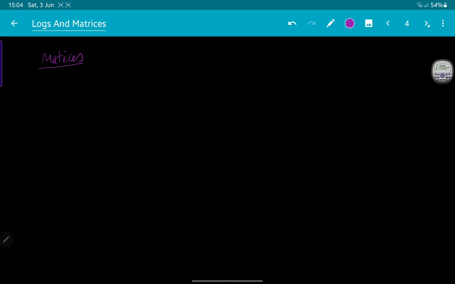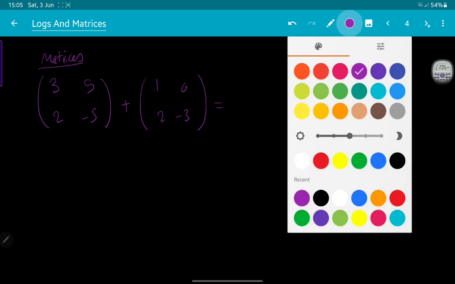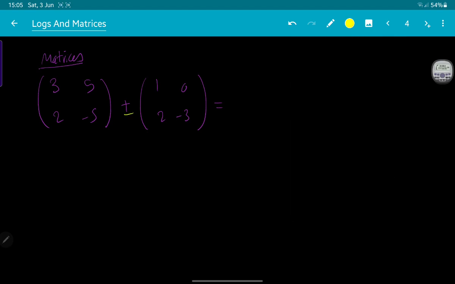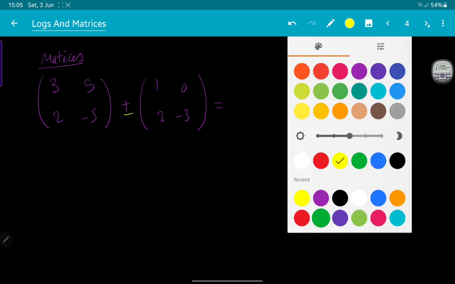Okay, first in matrices, you know that a matrix like 3, 2, 1, 0, -5 is two rows by two columns. This matrix 3, 5, 2, -5, we need to add to, for example, 1, 2, 0, -3. If you want to add or subtract, first let's add.